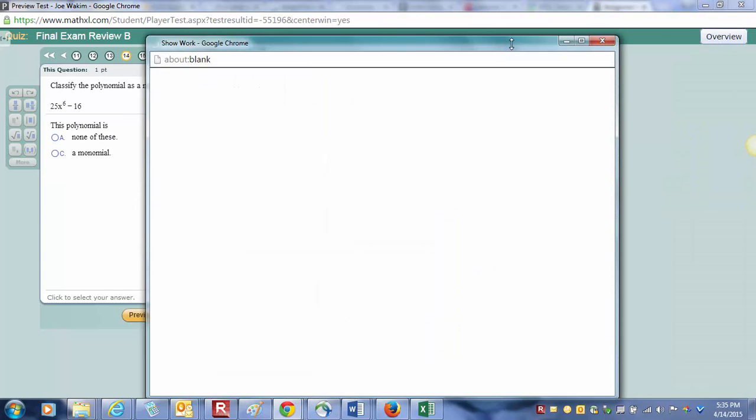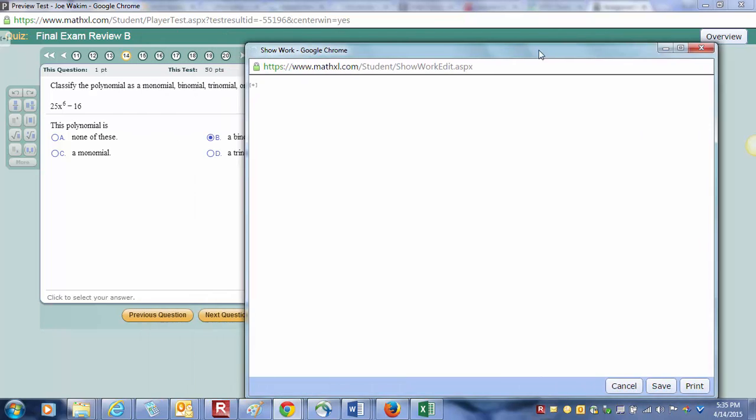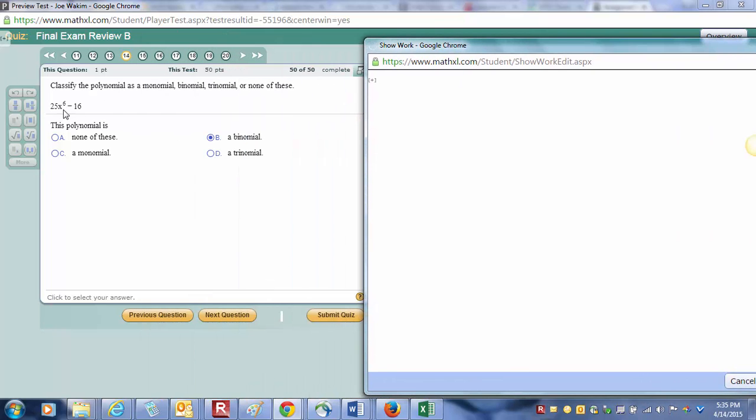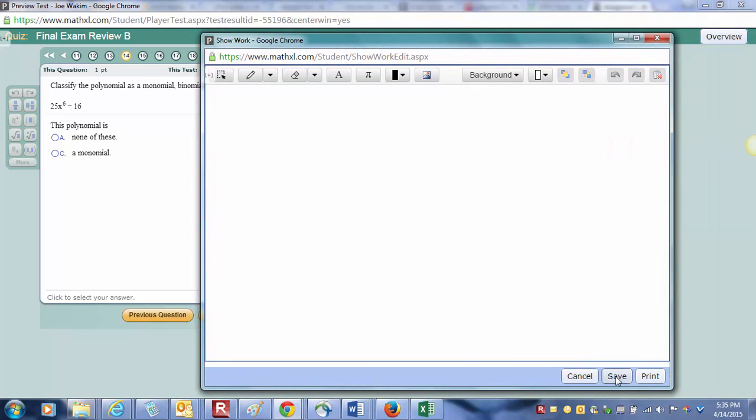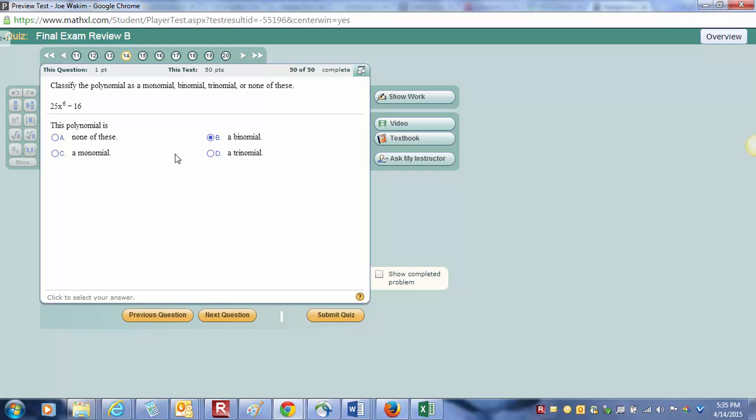On number 14, of course, when you look at the terms, how many terms do we have? We have 2 terms. Therefore, this is a binomial. This is a binomial. 3 terms is a trinomial, 1 term is a monomial, and more than 3 terms. In this case, none of these. So in this case, we have 2 terms, so that's a binomial.